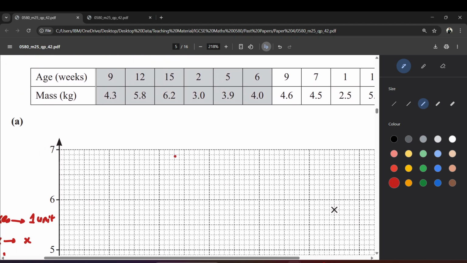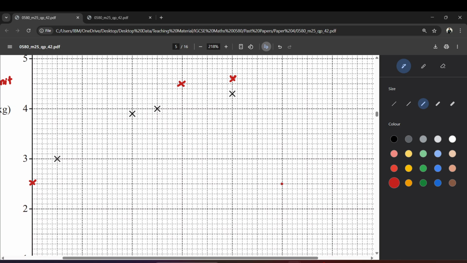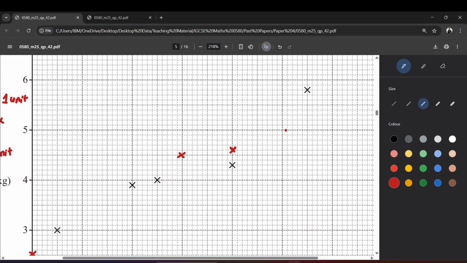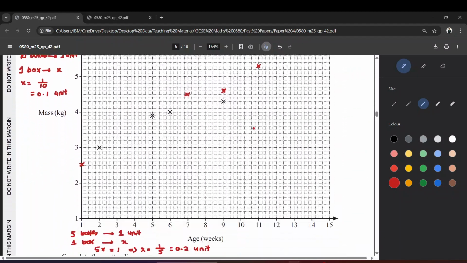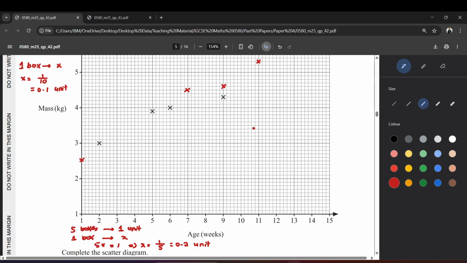Then we have 11, 5.3. Okay, 11 is over here, and 5 is over here, so 5.1, 2, and 3. All right, so this is how we have completed the scatter diagram. We don't have to draw the line yet.